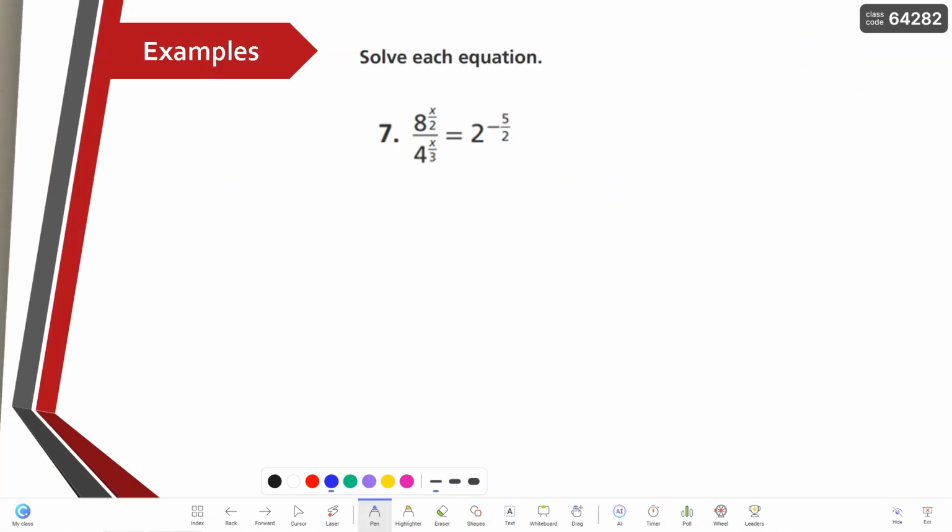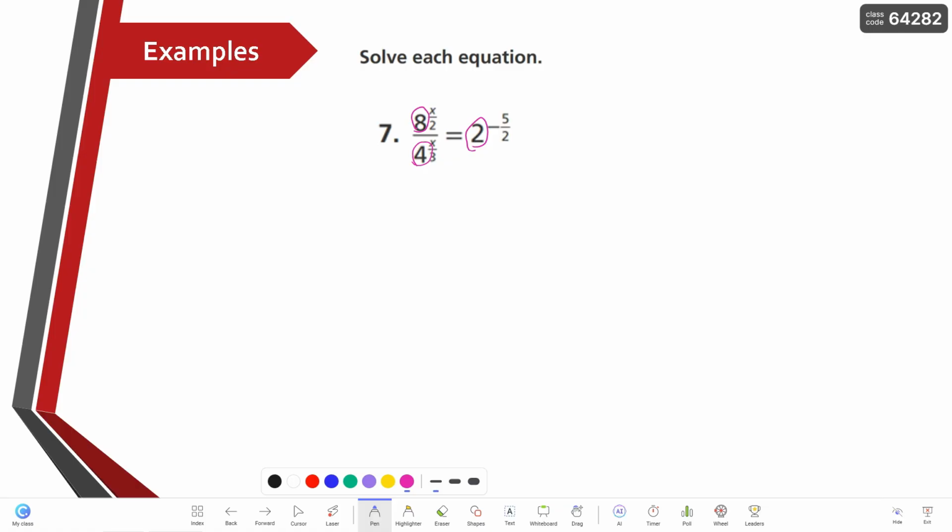In this question here we have 8 raised to x over 2 and 4 raised to x over 3, and this would be equal to 2 raised to negative 5 over 2. If we look at the question carefully, we can notice that the upper part has a base of 8 and the lower part has a base of 4, and the right hand side its base is 2. So as I mentioned before, we need to try as much as we can to make all the bases the same. So how do we write all the bases the same?